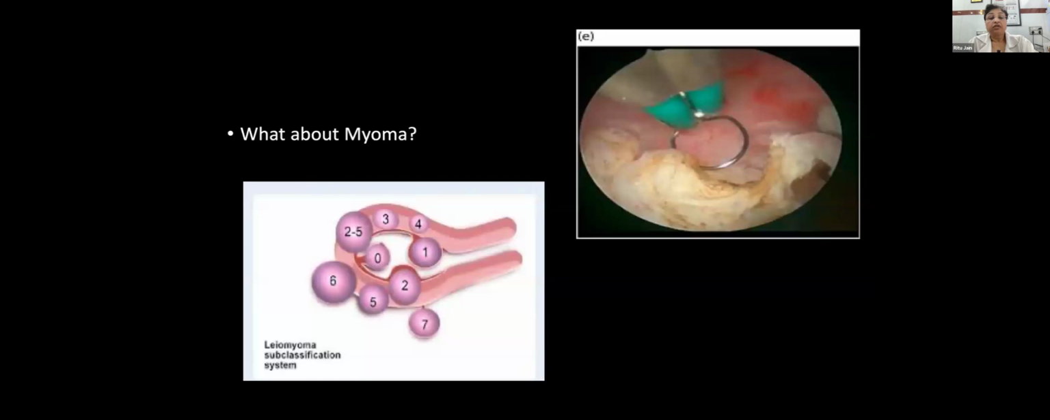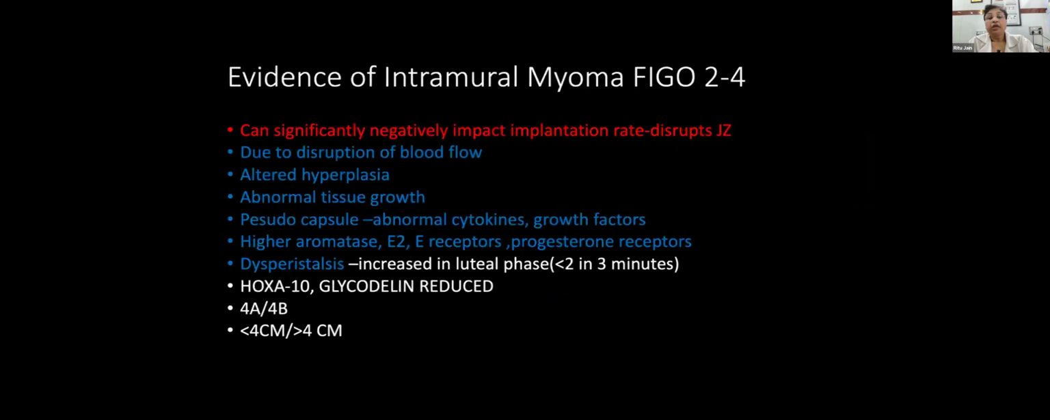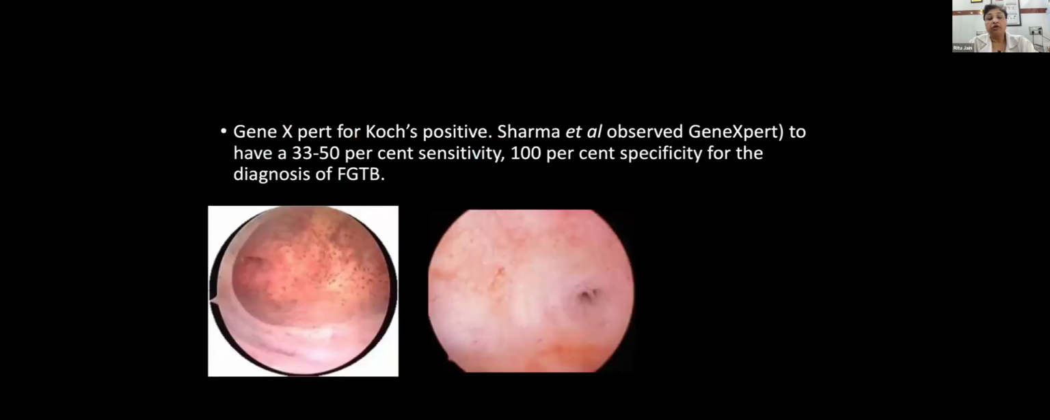Sometimes the dilemma is between 2, 3, and 4. Intramural myoma, if more than 4 centimeters, needs consideration in patients of recurrent IVF failure because it can significantly impact implantation by disrupting the junctional zone flow or leading to uterine dysperistalsis. It has high aromatase factor, E2 receptor and progesterone receptors are disturbed, and there is altered hyperplasia and abnormal tissue growth.